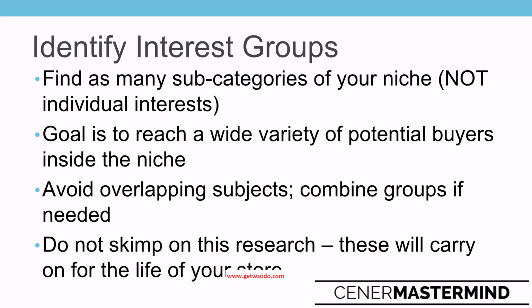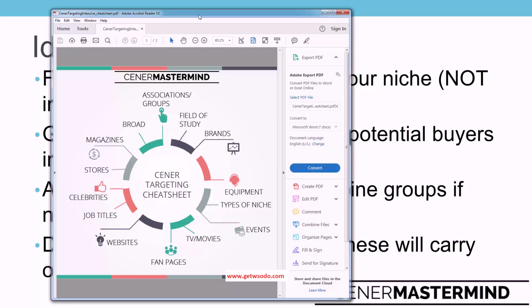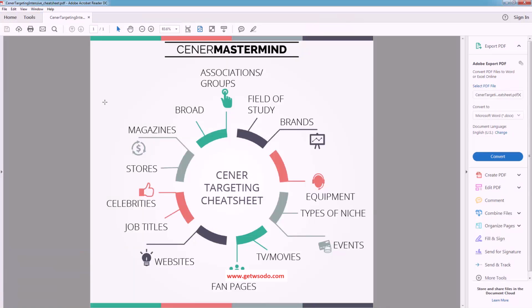Okay, you need to find as many subcategories of your niche as possible, okay? And we're not talking about individual interests. We're talking about groups of different interests, groups or categories, where then we would add in interests afterwards. Here's a little list of 14 potential interest groups in pretty much any niche, okay? And we'll take cats for example again, right? Step one is identifying as many interest groups. These are 14 potential interest groups.